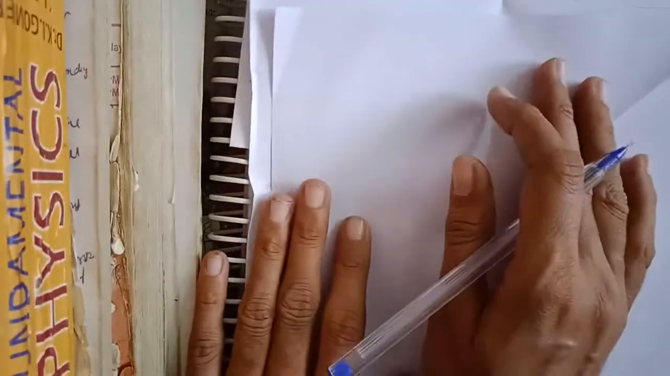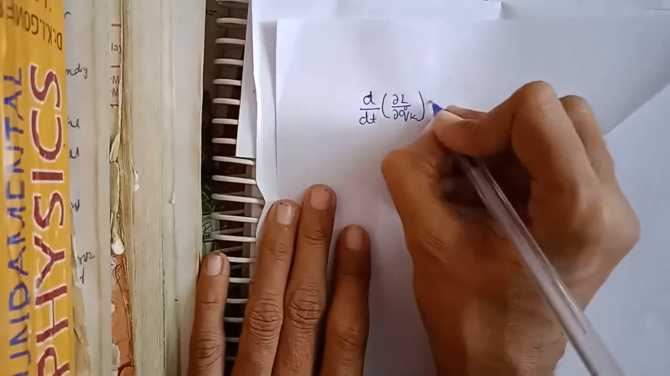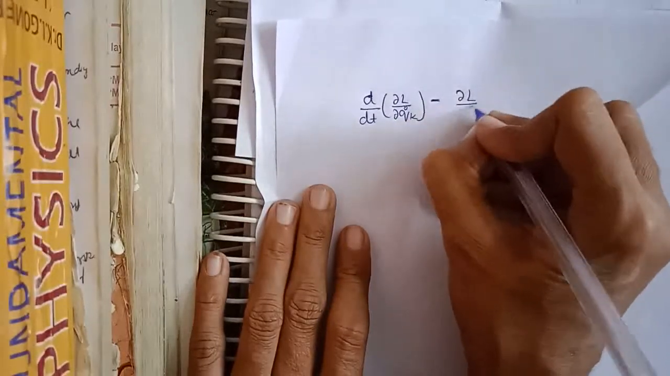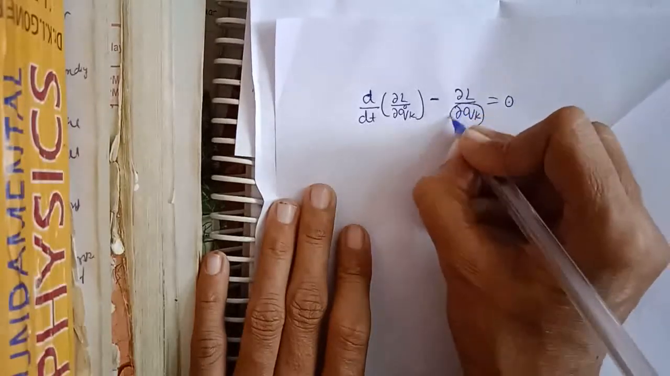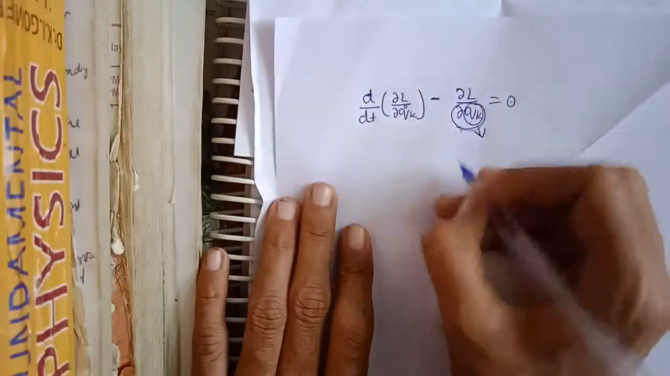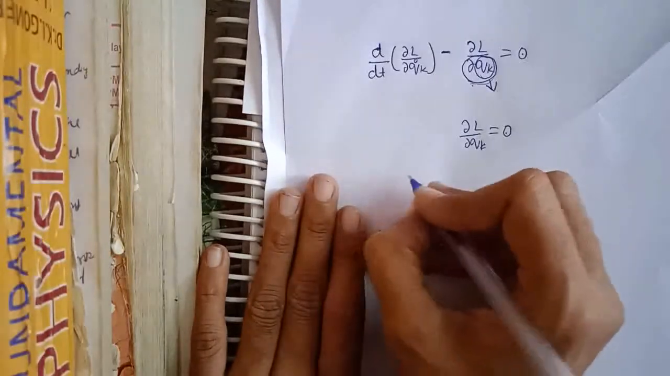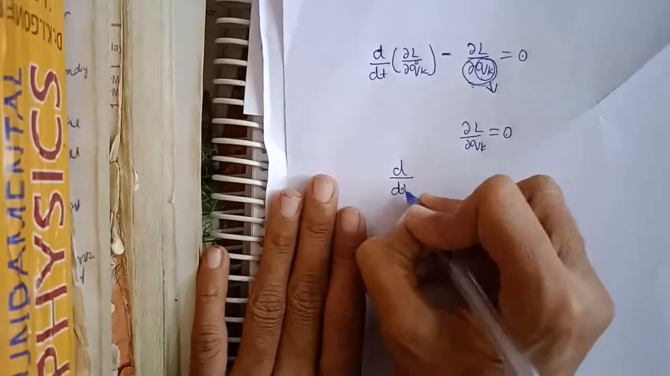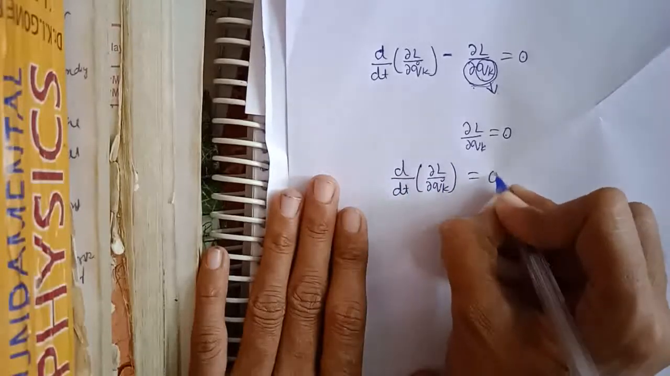What is the Lagrangian equation of motion? The Lagrangian equation of motion is d by dt del L by del qk dot minus del L by del qk equal to 0. As I have just told you, if qk is a cyclic coordinate, it is an implicit type of function, then del L by del qk is equal to 0. So what are we left with? d by dt del L by del qk dot equal to 0.